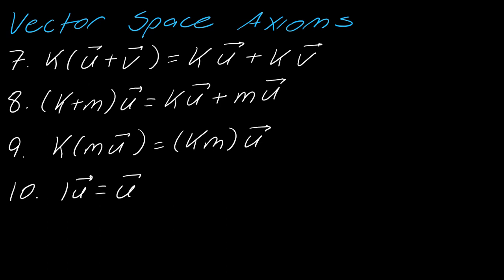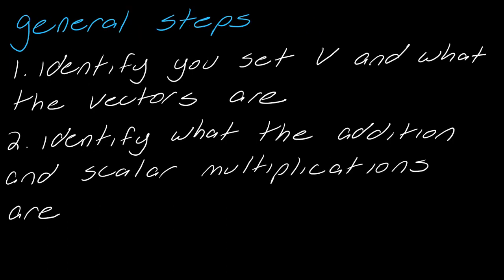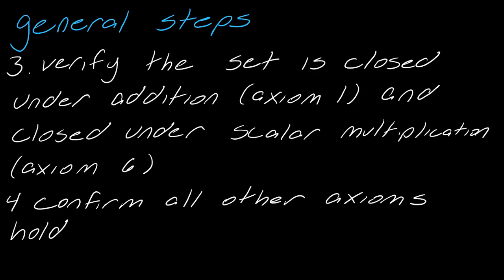Now, we have a set of general steps to prove a vector space that helps shake out a little faster if it's not a vector space. The general steps are: 1, identify what your set V is and what the vectors are. Step 2, identify what the addition and scalar multiplication operations are. This is very important to discern between these two things. Sometimes this can really confuse people, and I have a really good example of this as we go through, so hopefully we can make a little more sense of that.